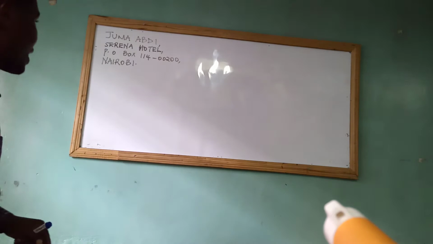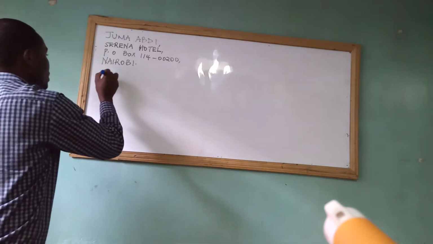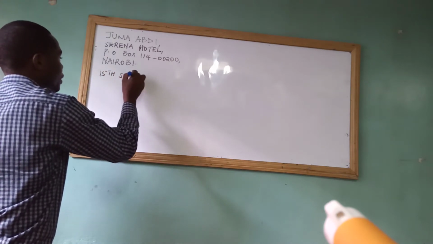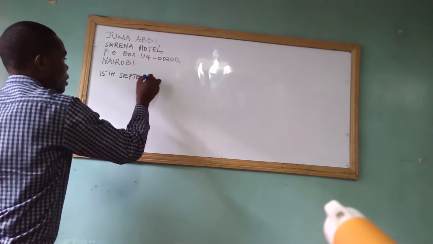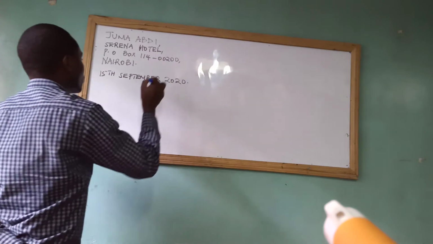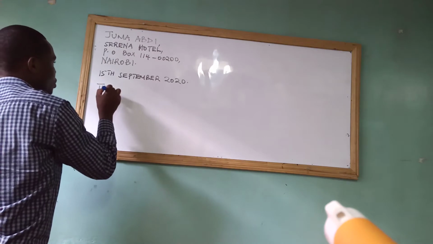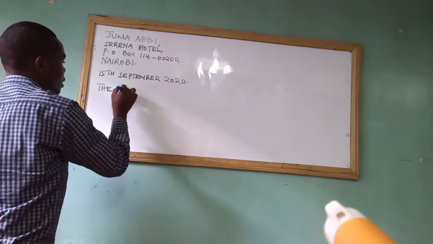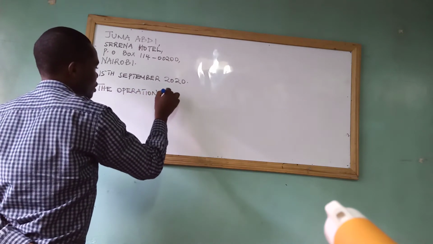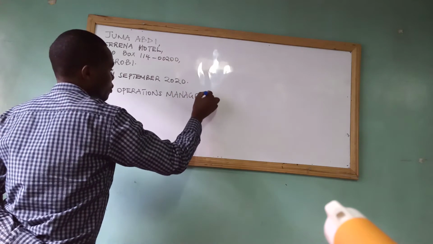Juma will then skip a line after that and write the date. The date today is 15th September 2020. Full stop. Then the operations manager, so we'll also skip a line here. The operations manager. This is called the block format. We say that it is the most commonly used.